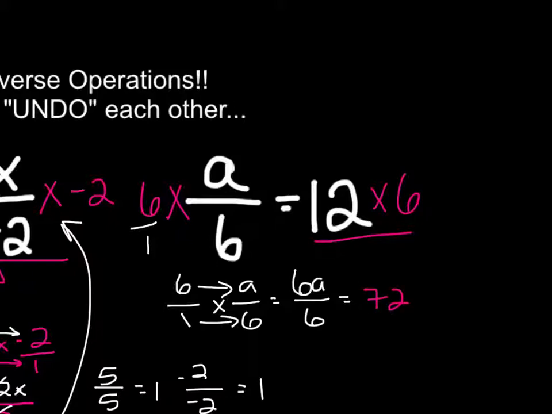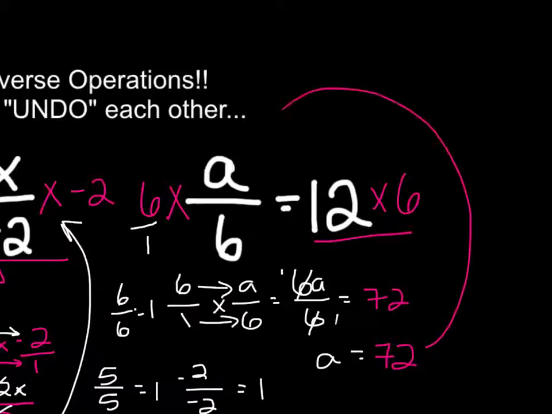So now 6 over 6, we can simplify that to 1. So we have a is equal to 72. We can now put that back into our original equation and check our work. So 72 divided by 6, does that equal 12? Every single time. So check mark there.